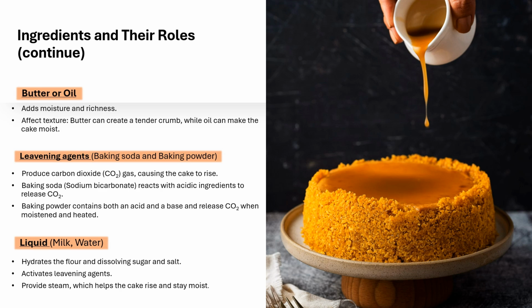Liquids, milk or water, hydrate the flour, dissolve the sugar and the salt, and activate the baking powder and the baking soda. It provides steam which helps the cake rise and stay moist.